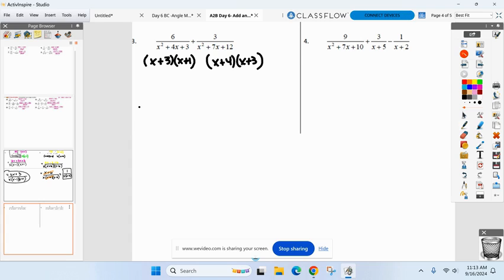Okay, common denominator. X plus 3. Okay, got an x plus 3 in common. Write it once. Am I missing anything else in common? Me neither. So what's left over, I still have to put in: x plus 1 and x plus 4.